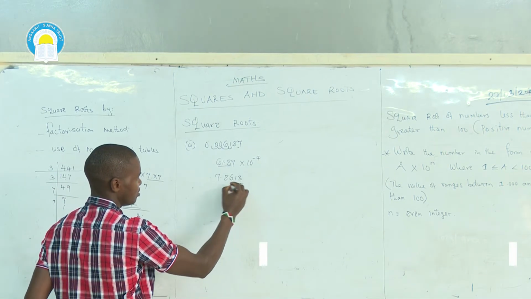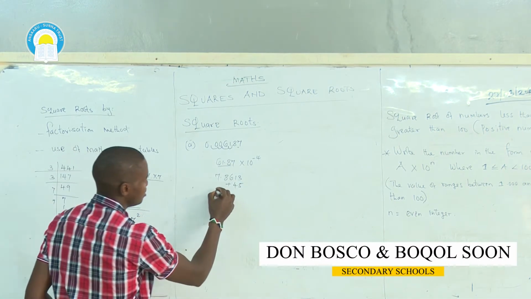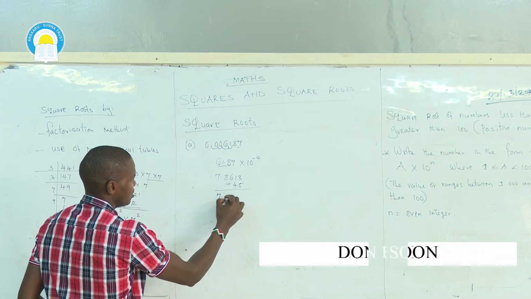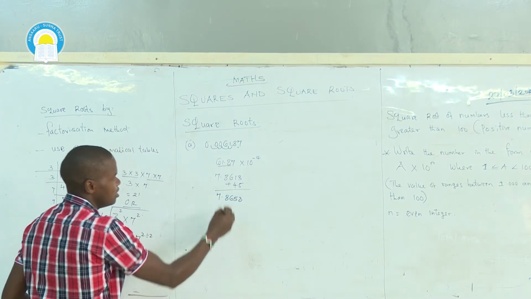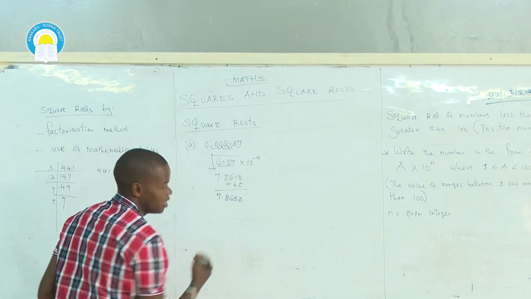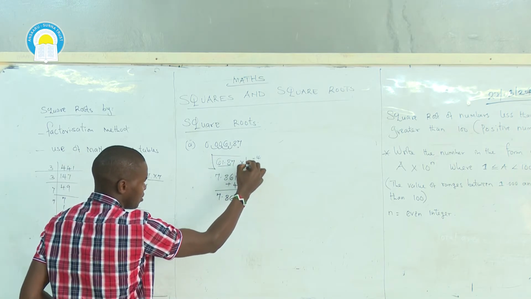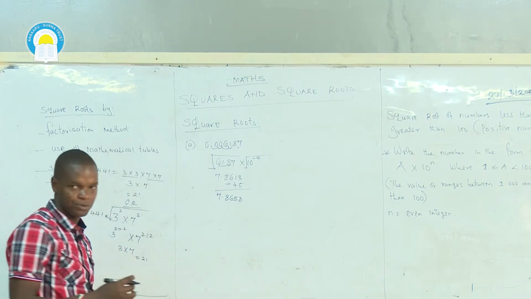So you add this on the last digit. This gives you 7.8658. This is the square root of 61.87. Also find the square root of 10 power negative 4.